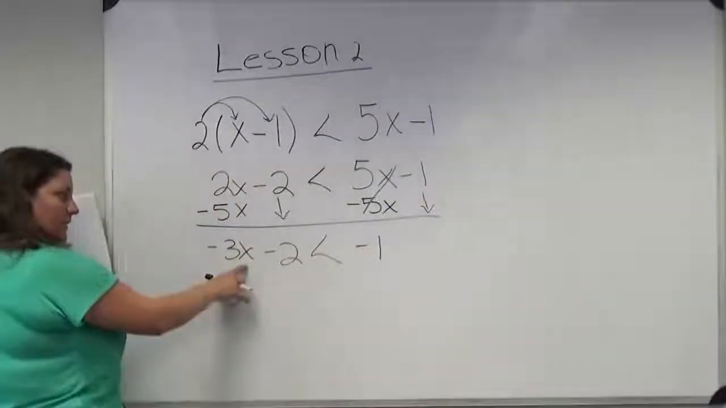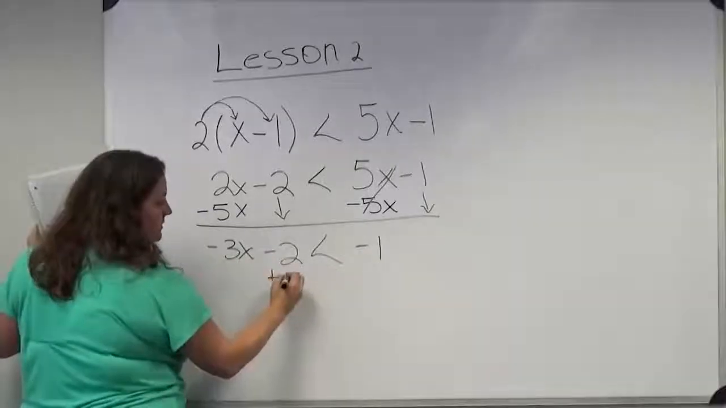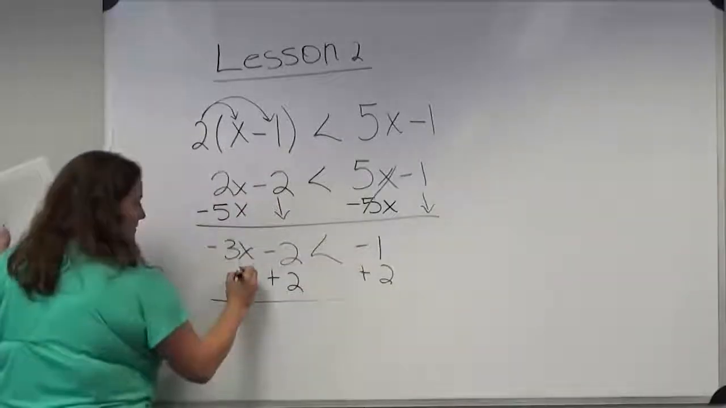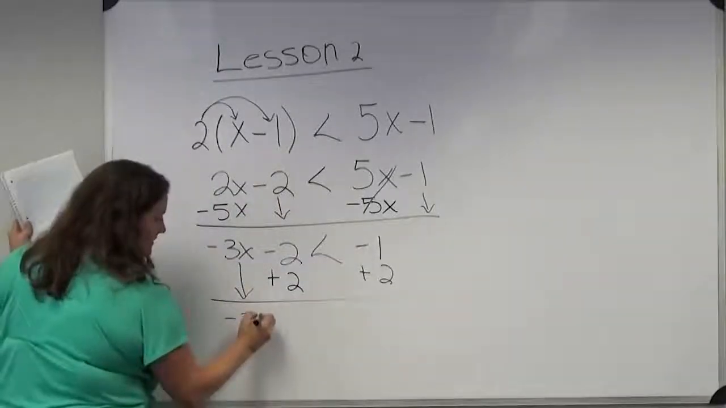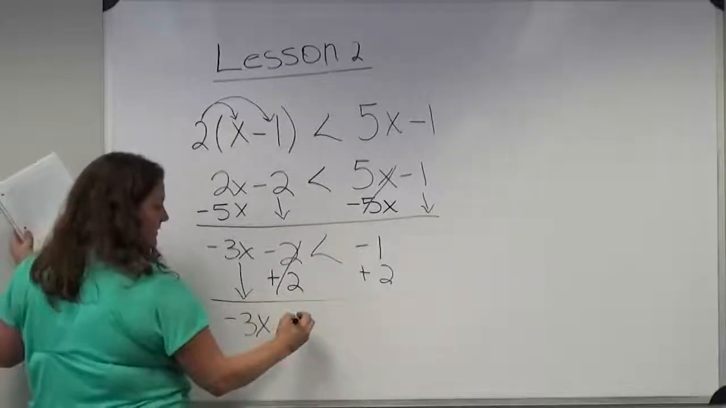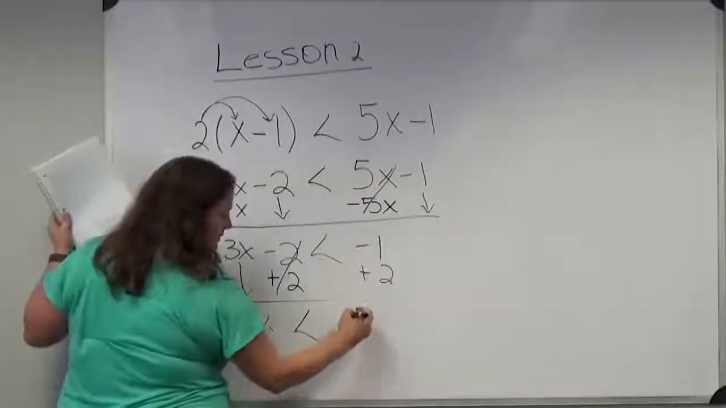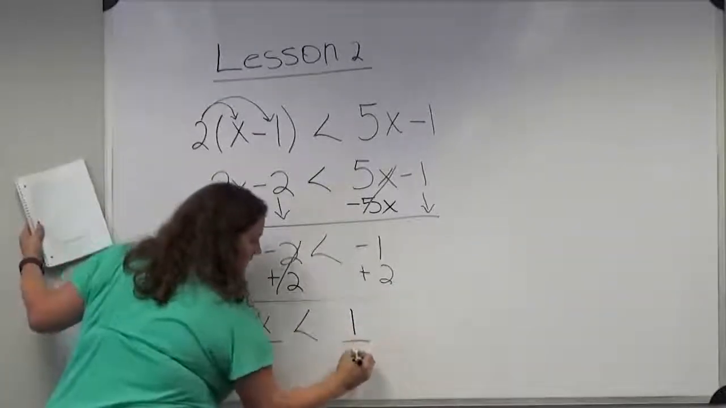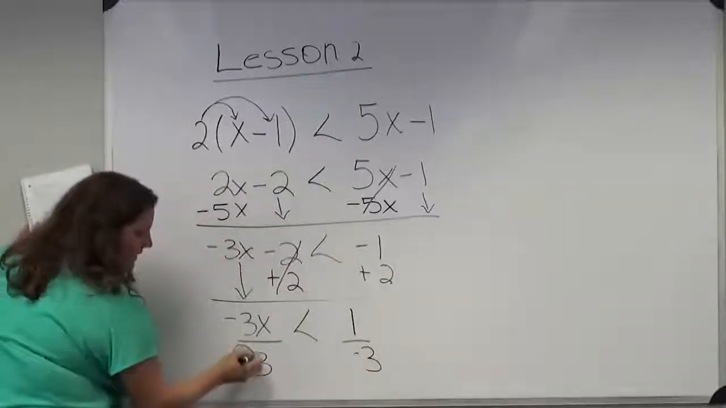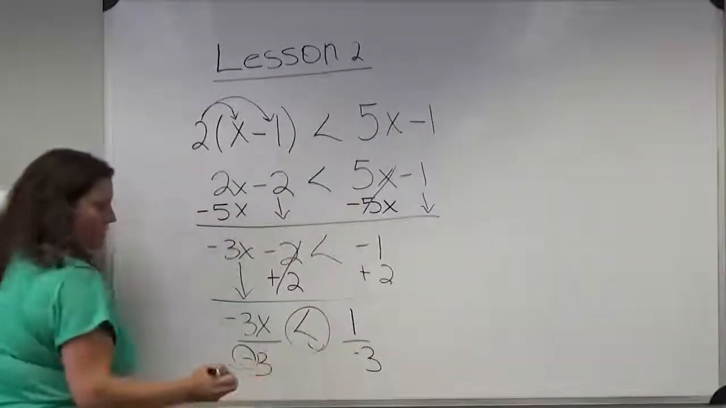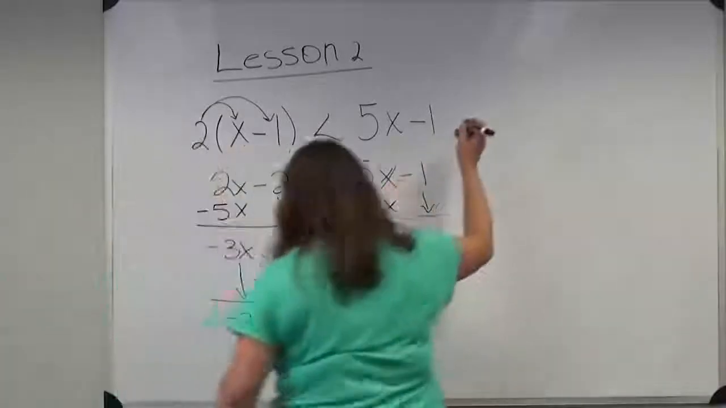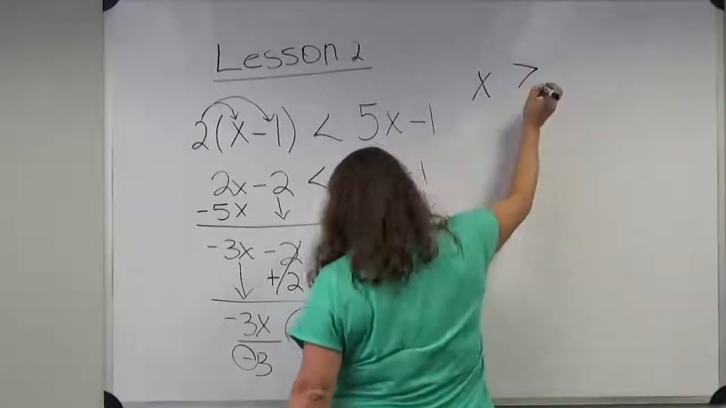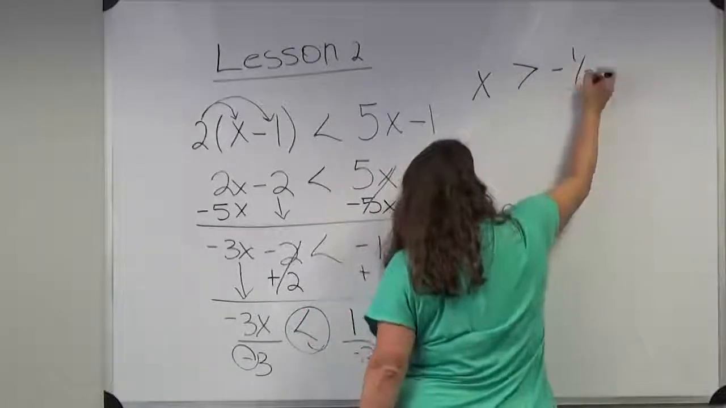Now anything not attached to the variable, you move to the other side. So we'll add the 2 to both sides. Bring the negative 3x down. These guys cancel. Is less than negative 1 plus 2 is 1. Now we divide by negative 3. Now we're dividing by a negative, which means we need to flip our inequality sign. So we are left with x is greater than negative 1/3.